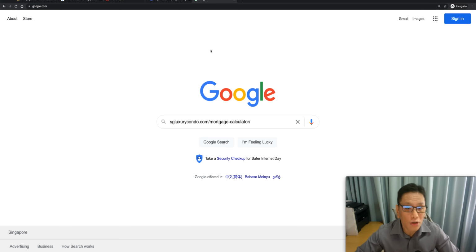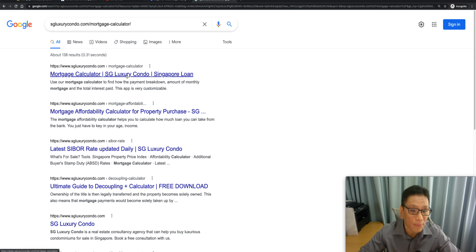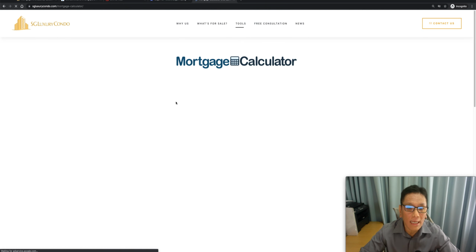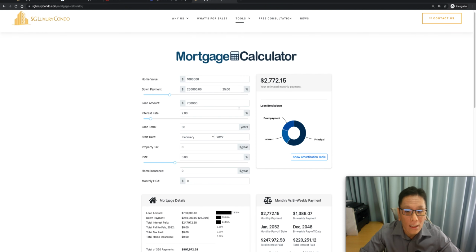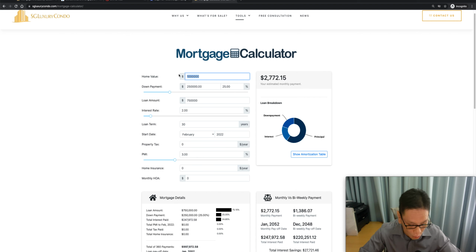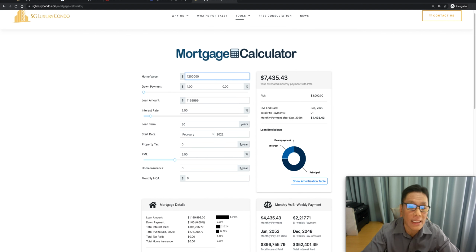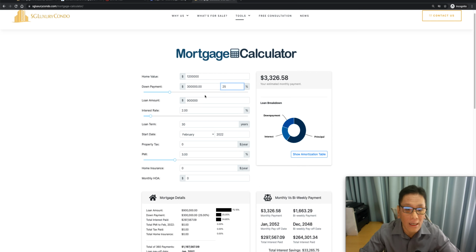So you can actually go to this website, sgluxurycondo.com/mortgage calculator. This will actually calculate the mortgage. Okay, now let's look at this mortgage calculator. Let's assume that you intend to buy maybe a 1.2 million property, and the down payment you take is 25%, and automatically it will change the loan amount to 900,000. Or if you want, you can even change this amount, maybe you can actually play with it.